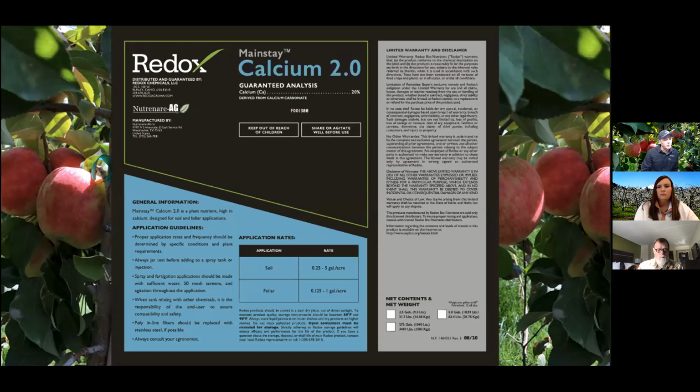And so what we would like to do is share this product with you, allow you to get your hands on it and use it, and see how well it works for you. The change here is a difference in the bioactive compounds that are in Mainstay Calcium that help it with the plant availability factor. And so we're expecting to have even better outcomes with this product. And so that concludes what I have to say.